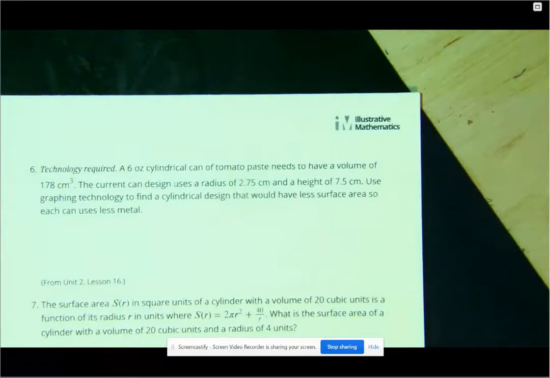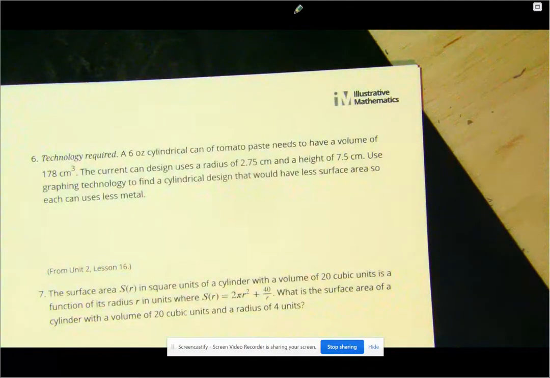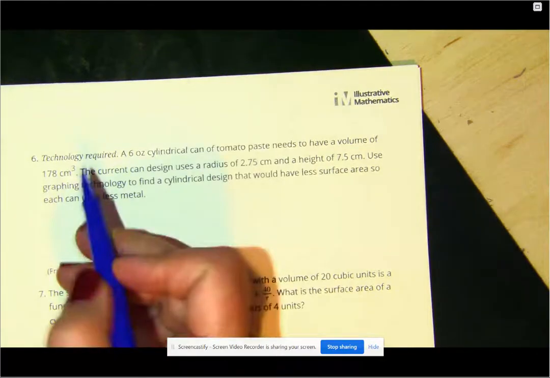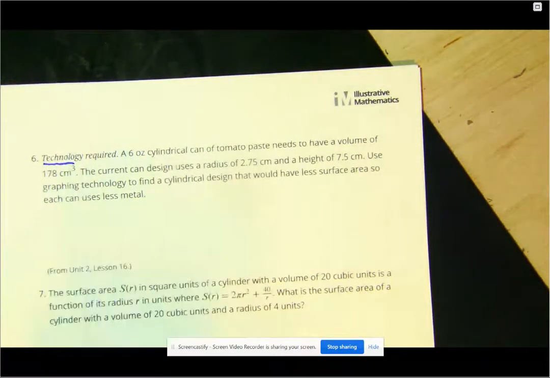Now, a 6-ounce cylindrical can of tomato paste needs to have a volume of 178. The current can uses a radius of 2.75 and a height of 7.5 centimeters. Use graphing technology to find a cylindrical design that would have less surface area, so each can uses less metal. And instead of graphing technology, I'm just going to use my calculator. I'm going to use the formula, right?